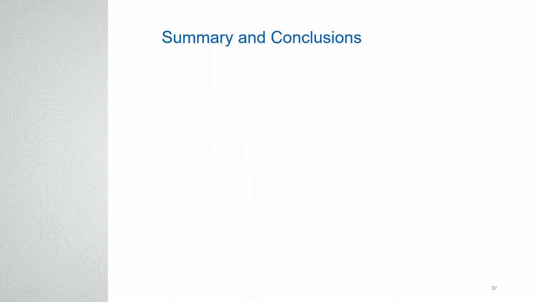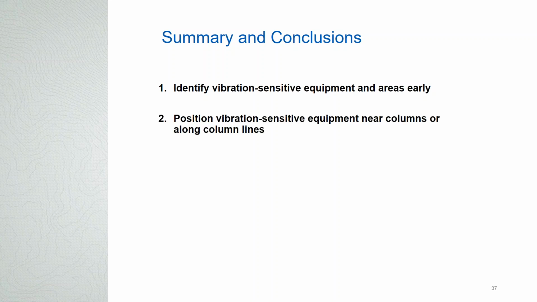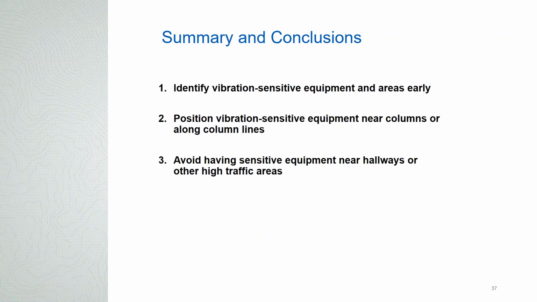So just to summarize what we've discussed today, first, I want to emphasize that it's important to identify vibration-sensitive equipment in areas early in the design so that you can properly plan. You don't have to go through and change all of the design that's being conducted on the structure or the architectural layout, whatever the case may be. So identify the problems early. Position vibration-sensitive equipment near columns or along column lines. Avoid having sensitive equipment near hallways or other high traffic areas. Putting it in the basement is preferable, where it's slab on grade, where no one's going to be. Put it kind of down in the dungeon, if possible, is the best spot from a vibration performance perspective.